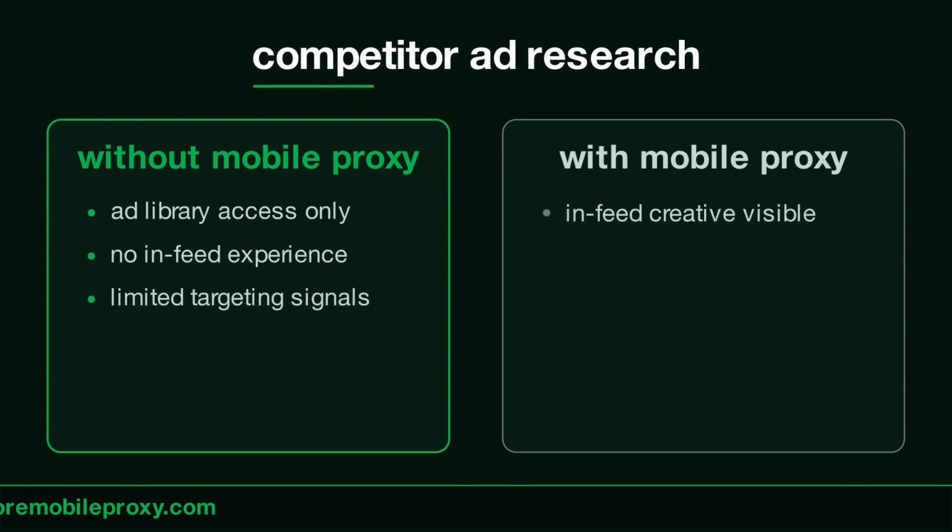The second is that competitor ad research depends on audience emulation. The Meta and TikTok ad libraries help, but the in-feed creative experience, the targeting refinement signals, and the placement variants are only visible if the platform thinks you are a real consumer. Mobile proxies make that possible.